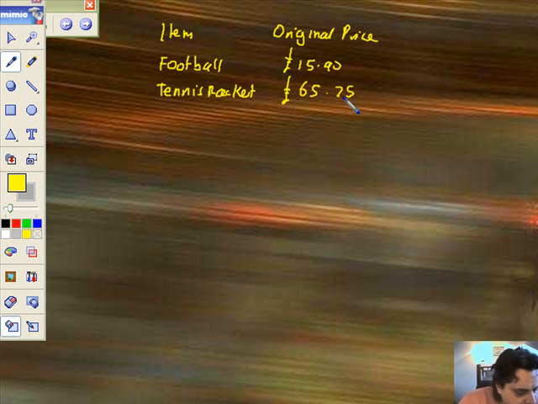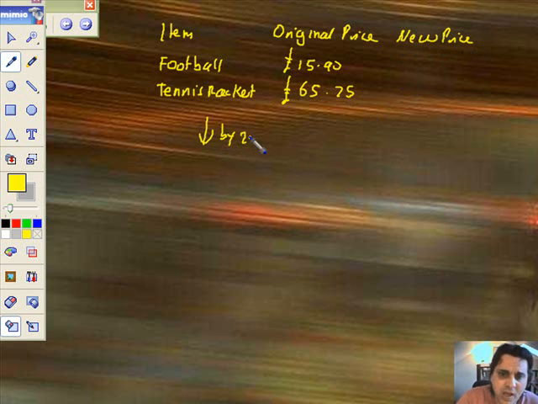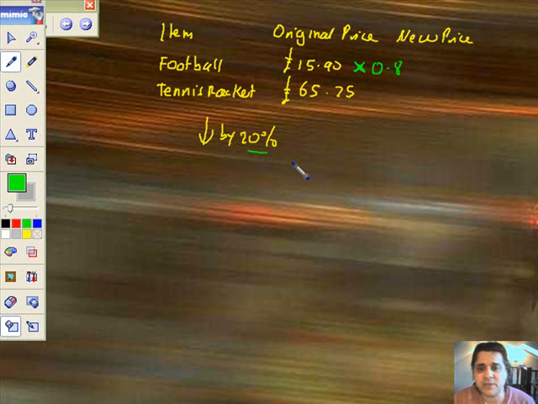And the story says the table gives the original prices of some sports equipment. The shop reduces these prices by 20%. Right, so I'm going to work out the new price. Now remember, it says reduce by 20%. So if I'm going to use multipliers, how about I multiply by 0.8? If I reduce by 20, I still have 80% left. So I'll multiply that one by 0.8.